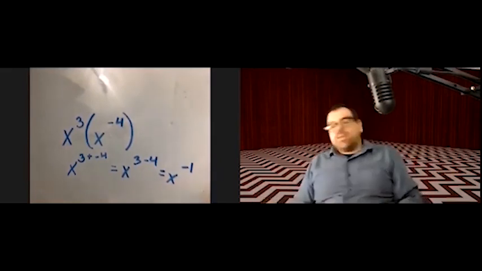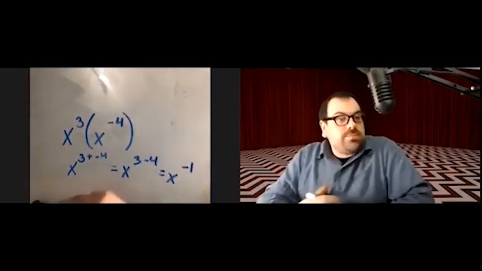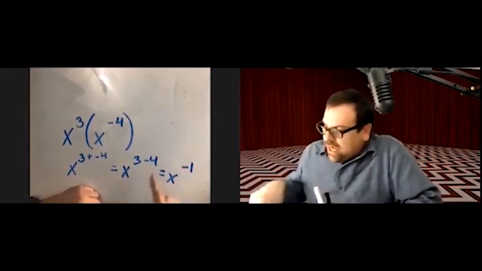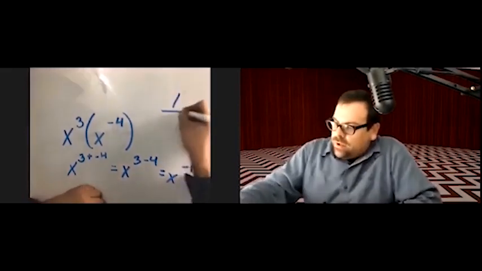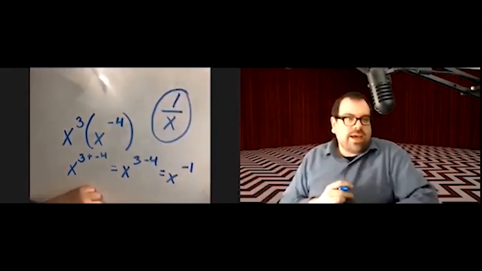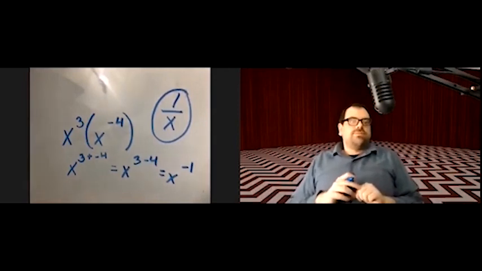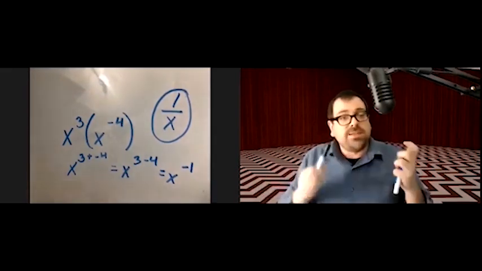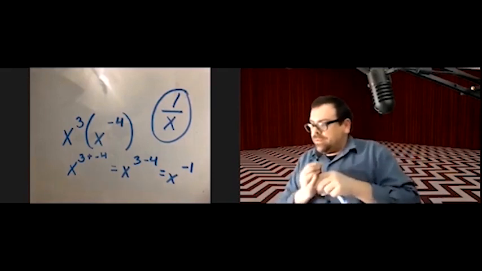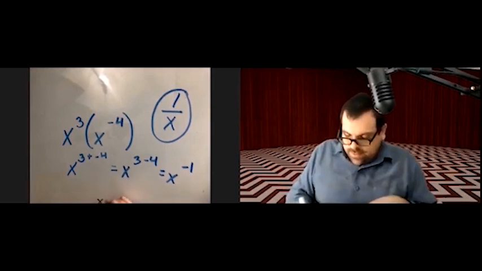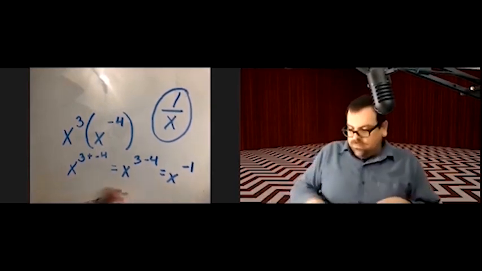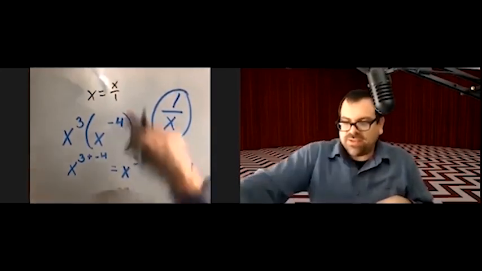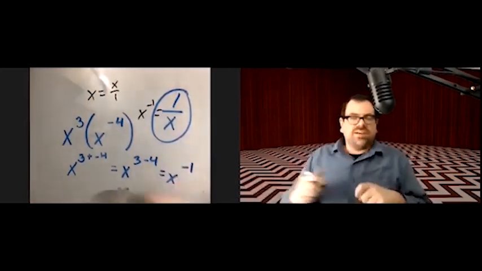Anytime we get an answer with a negative exponent, we need to look at the directions, because chances are it says write your answer with positive exponents only, which means we can't leave it as x to the negative 1. We would need to change it to 1 over x to the positive 1, 1 over x. And again, negative 1 itself as an exponent means reciprocal. x as a fraction would be put over 1. So what's the reciprocal of x? Flip it. The reciprocal of x is 1 over x.